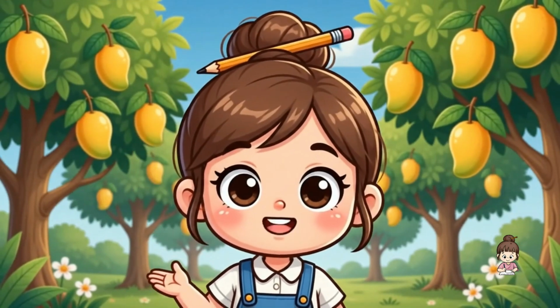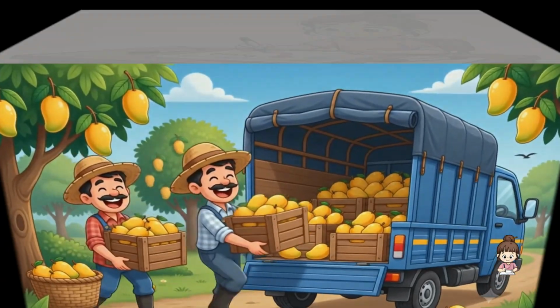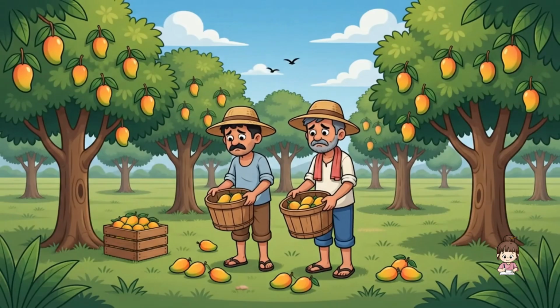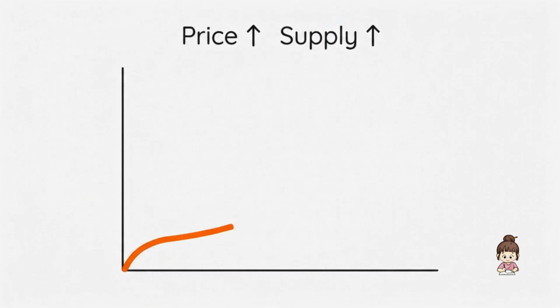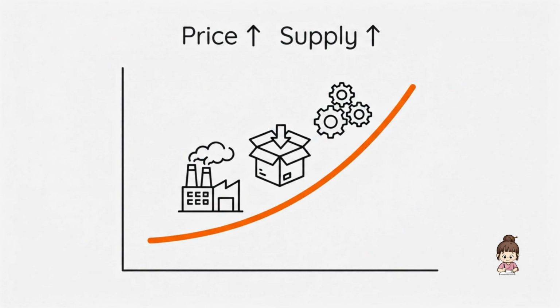Supply means how much producers are willing to sell. When prices fall, producers supply less. This creates the upward sloping supply curve.